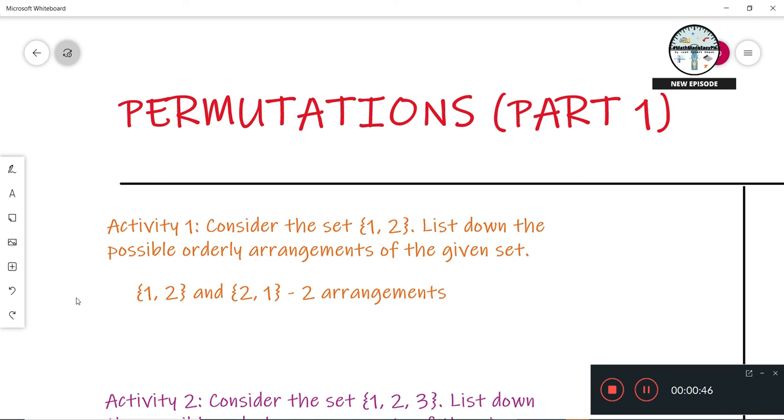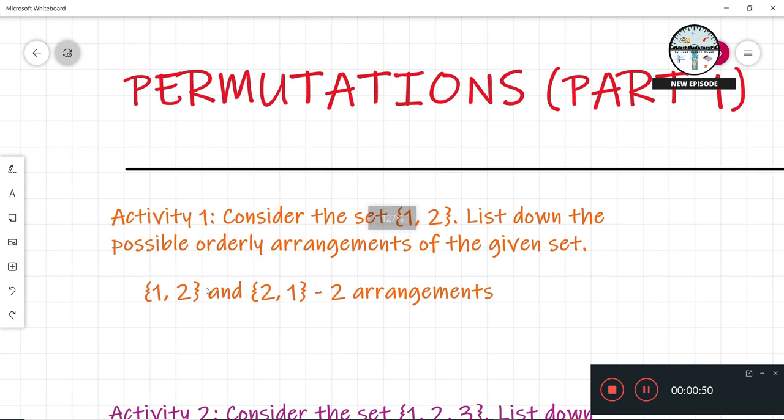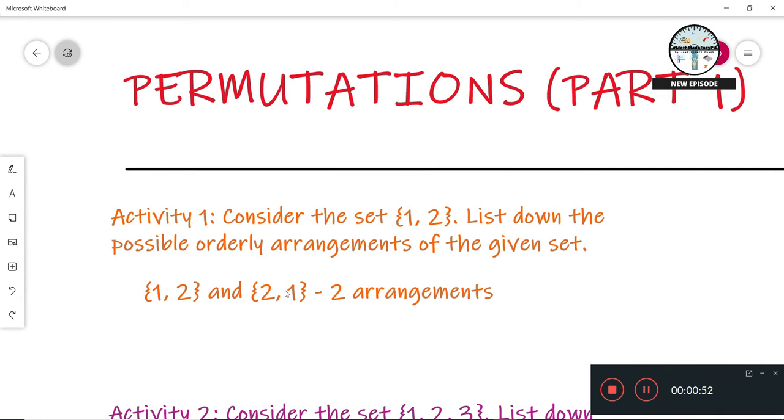Okay. So here is the solution. We have 1, 2 and 2, 1. So therefore, we have two arrangements. So let us proceed to activity number 2.